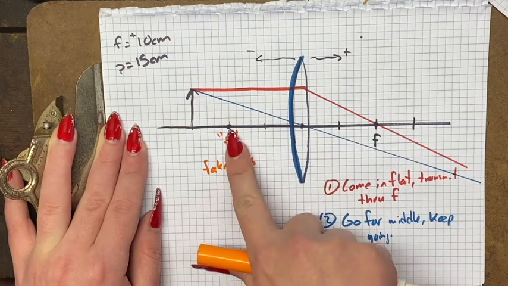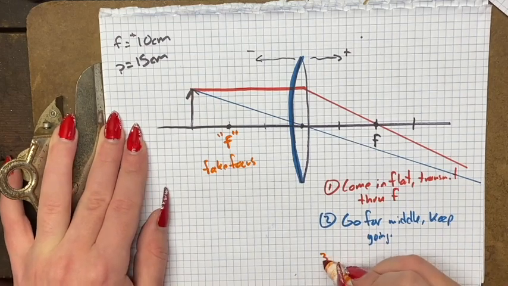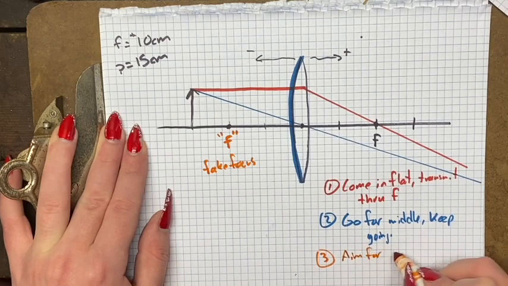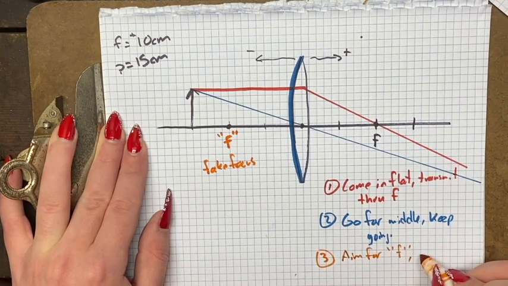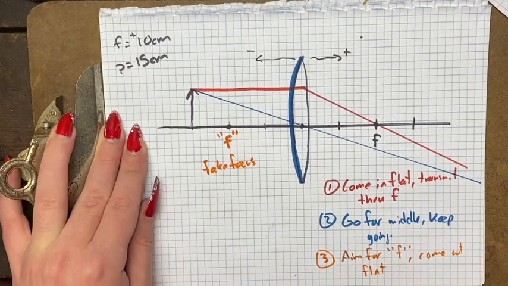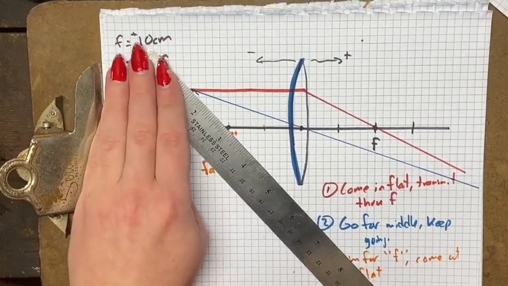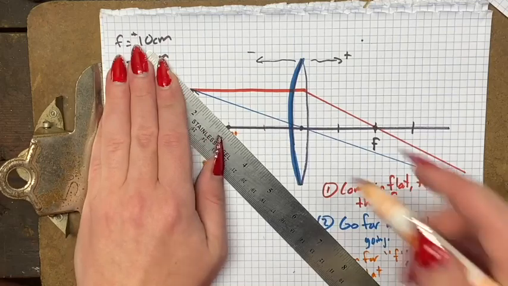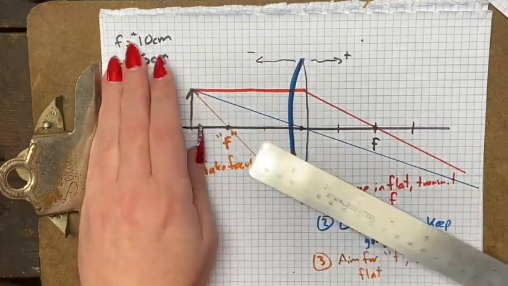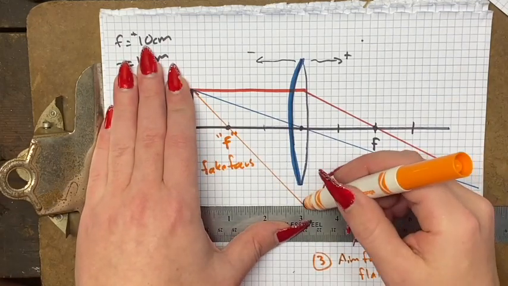Okay, but there's just another one that can be useful in the ray diagram. So if you want to use it, and it's dangerous, aim for the fake focus and then come out flat. And that'll make for kind of a bad picture, right? Because it's just off the page. We'll come here to the plane, and then this ray would go again off the page.